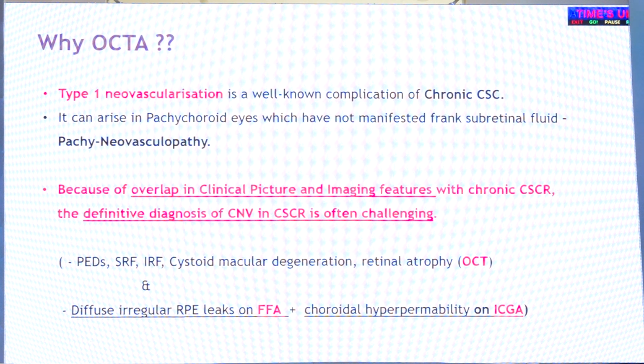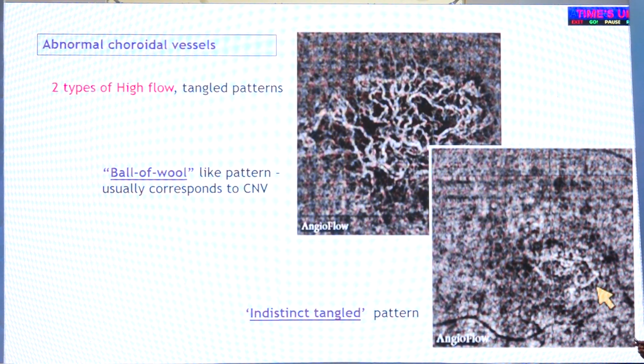And because fluorescein and ICG angiography can show diffuse fluorescein leakage or diffuse choroidal vascular hyperpermeability, these type 1 membranes, which are subtle neovascularizations, can be missed on routine angiography. But OCTA is highly sensitive and specific in picking up this kind of pattern on OCT angiography.